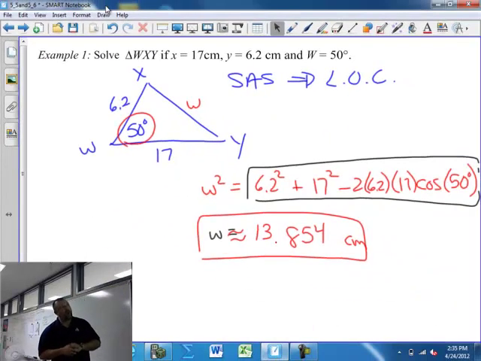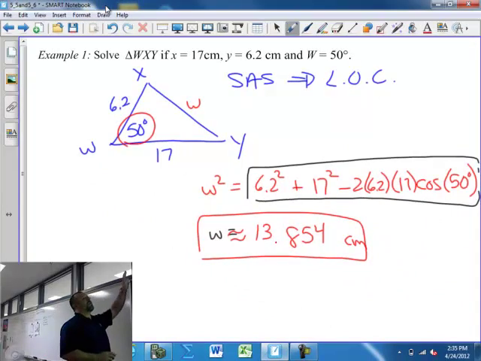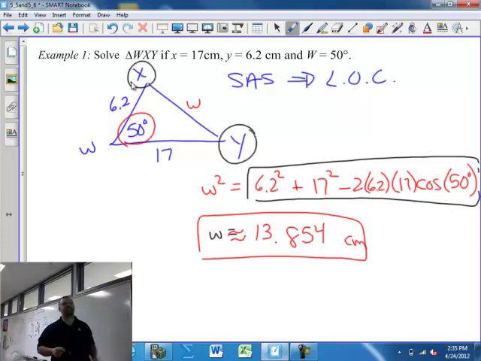Are we done? Well, we haven't solved our triangle yet, because we need to find the other two angles. How are we going to do that? Well, you said on law of cosines we could use it for an angle. So we either need to solve for X or for Y. Does it matter? It does not matter. Let's pick Y.